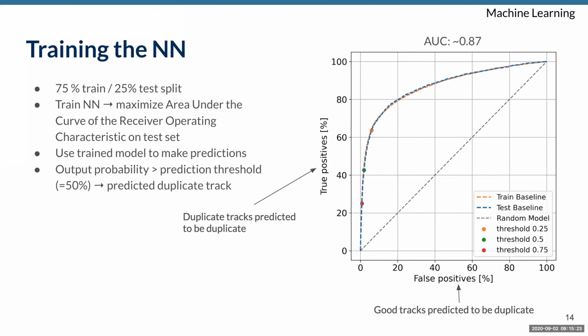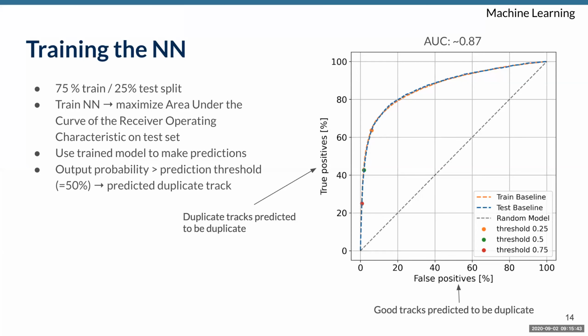So with our network in place, we can begin to train it, and we follow the usual machine learning recommendations in this regard. We split our data set into a training set, which consists of 75% of the data, and then a test set, which consists of 25% of the data. And we're going to use this to assess our network's performance.